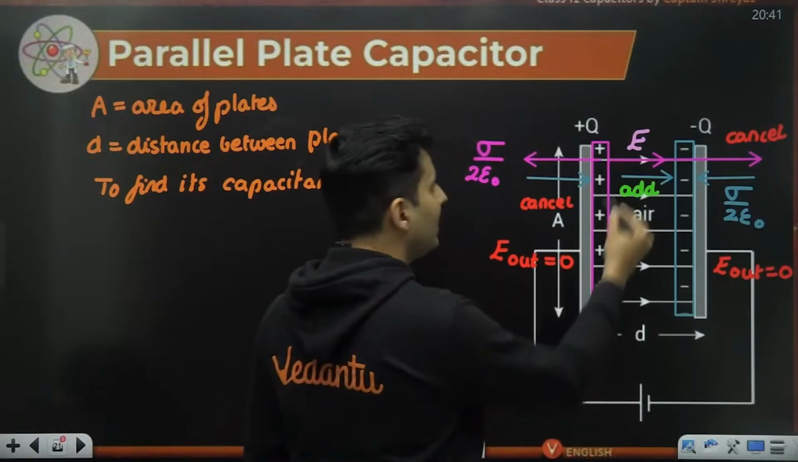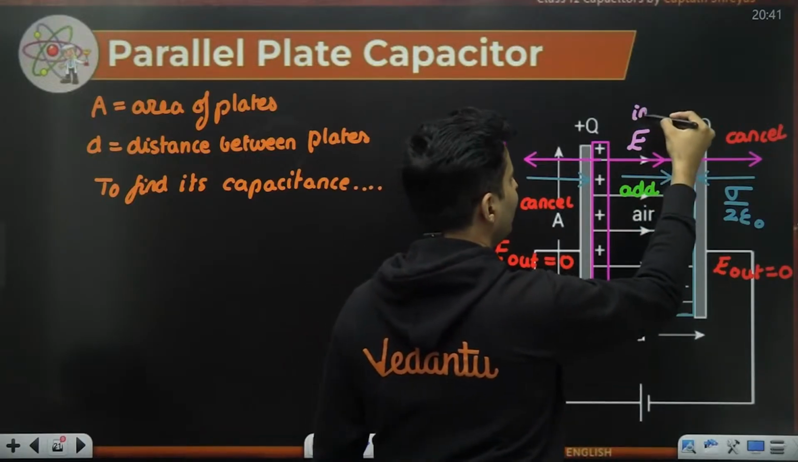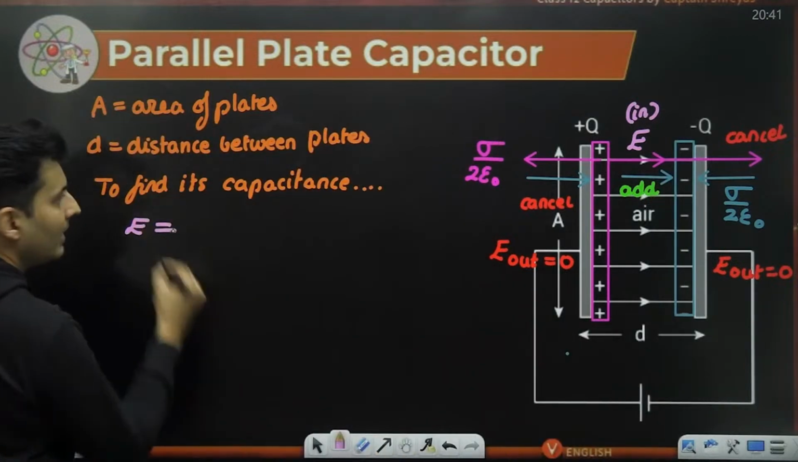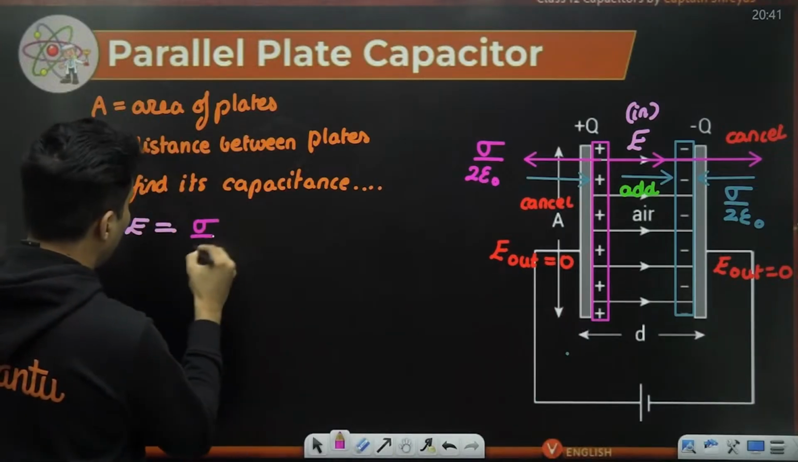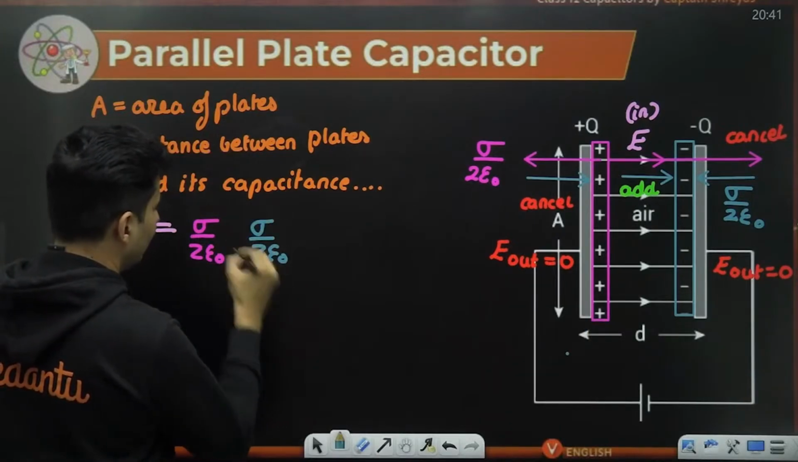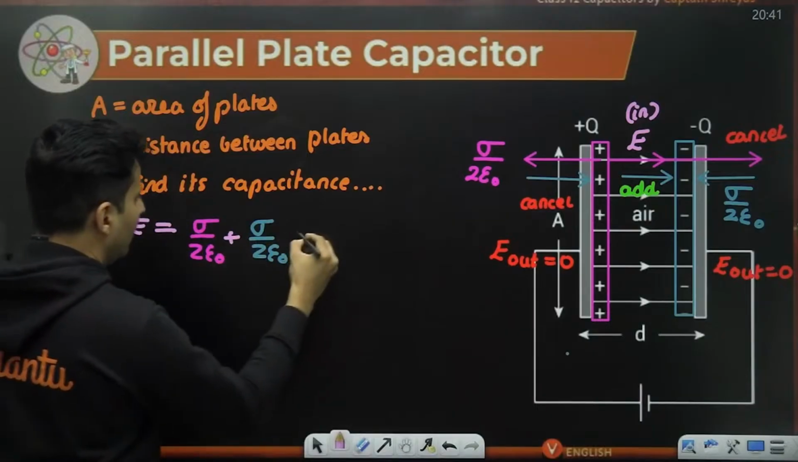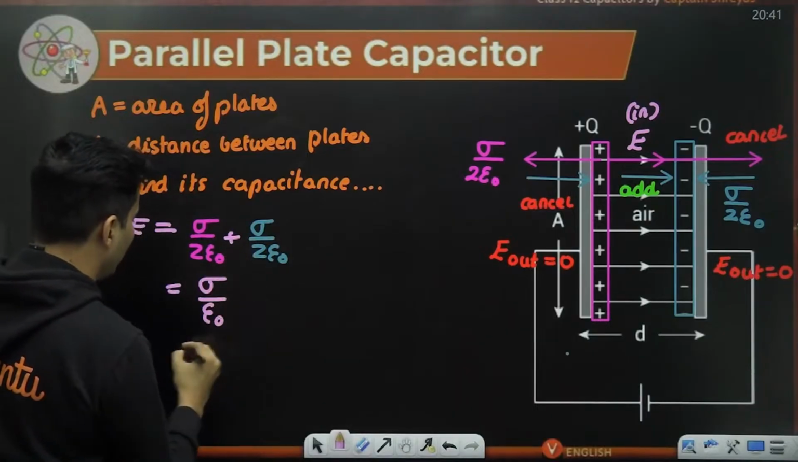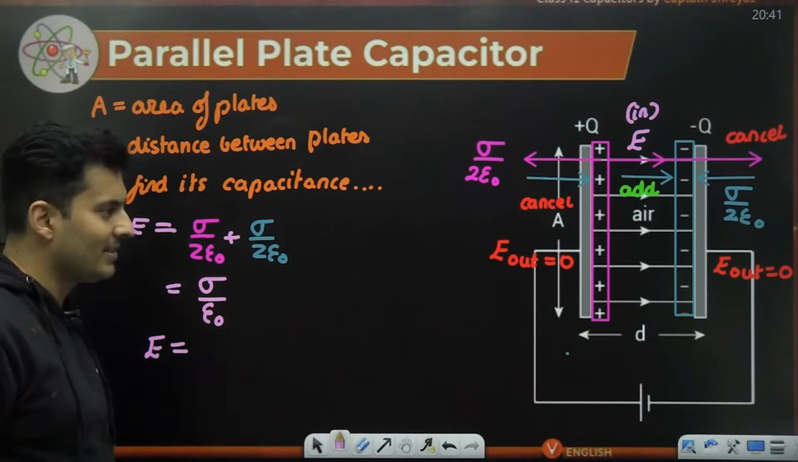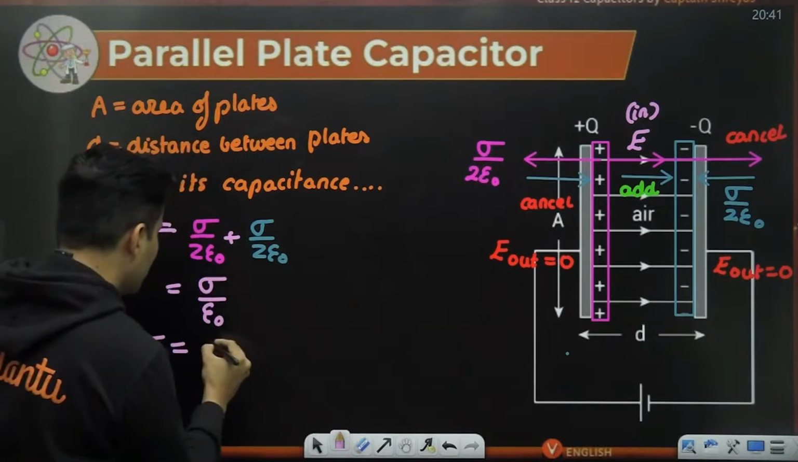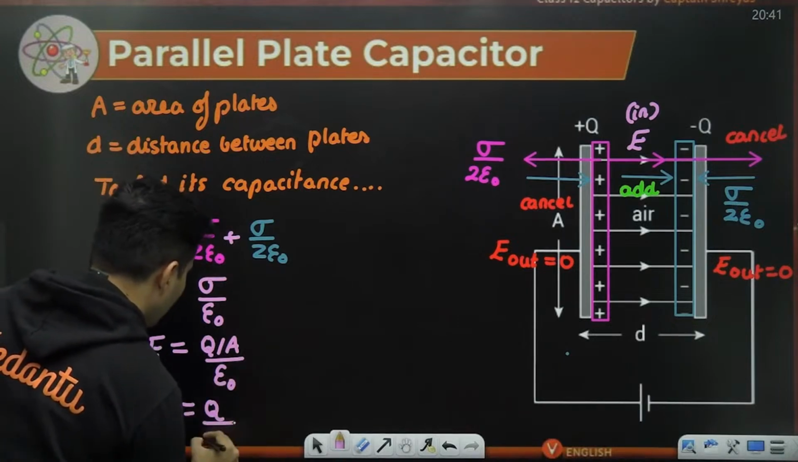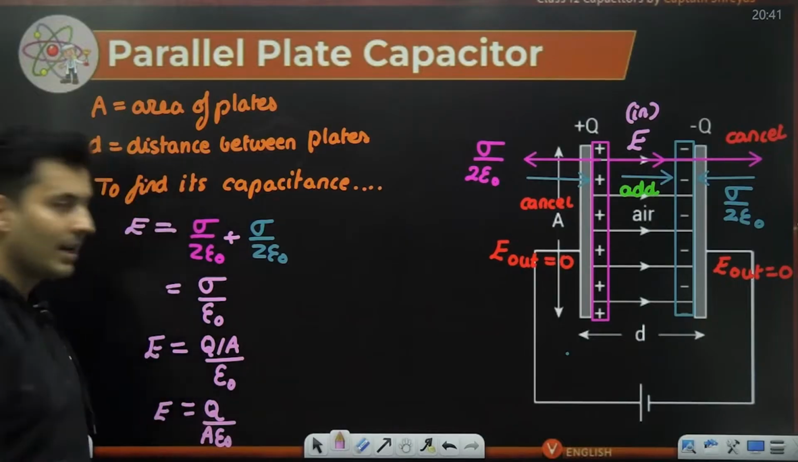So there is definitely electric field within the plates of the capacitor. How much will that be? That particular electric field will be nothing but the sigma by 2 epsilon from one side and also the sigma by 2 epsilon from the other side. So both of them will add and we will get sigma by epsilon. What is sigma, my dear warriors? Sigma is also our batch name. Yes, sigma is charge per unit area. How much charge? Q, area A. So Q by A epsilon naught.